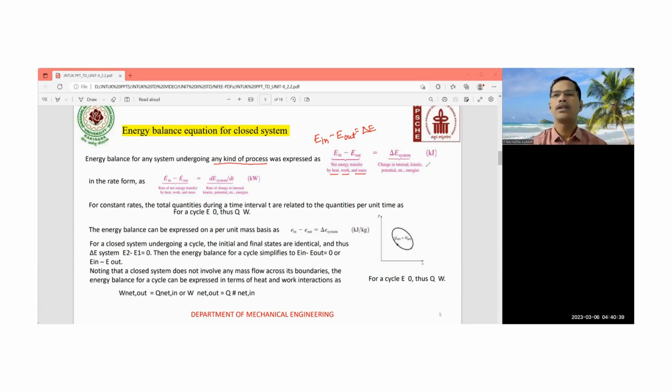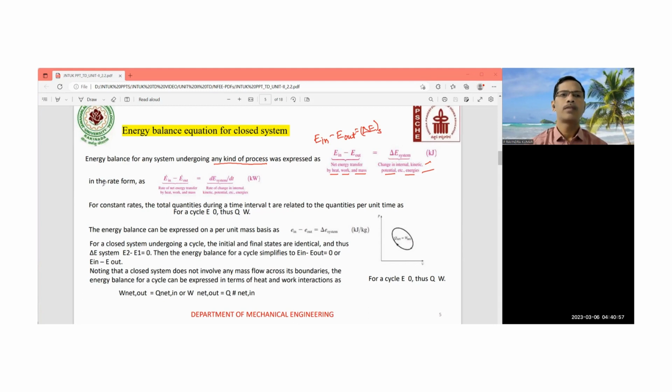This is a change in internal, kinetic, potential, chemical, and nuclear energy. So like that one, this is the total change, that is delta E of the system. Delta E of the system.